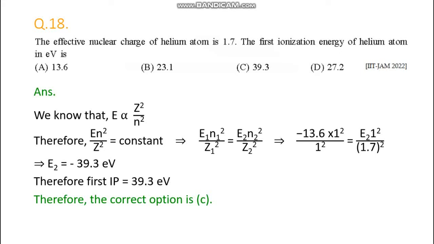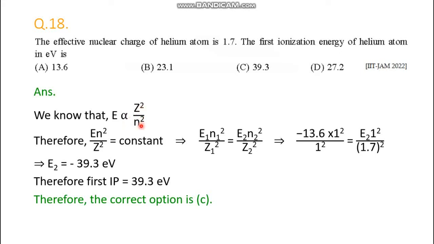This question came in IIT-JAM in 2022. And the question is, the effective nuclear charge of helium atom is 1.7. The first ionization energy of helium atom is what? That means you have to calculate the first ionization energy of helium in electron volt. Now we know the energy relationship as a function of Z and N: energy is directly proportional to Z square by N square.